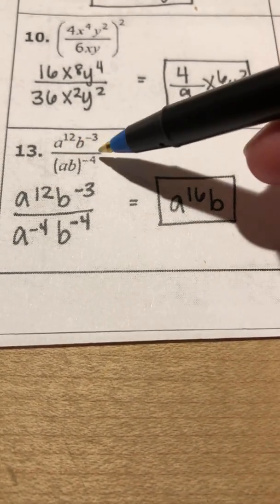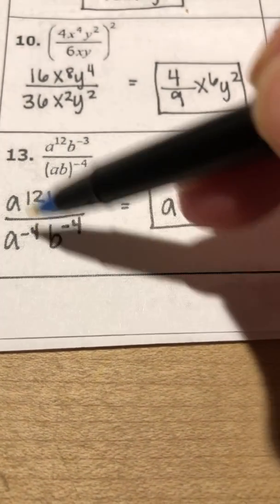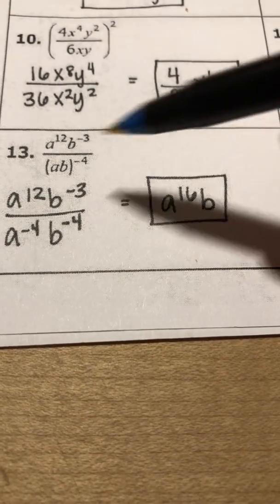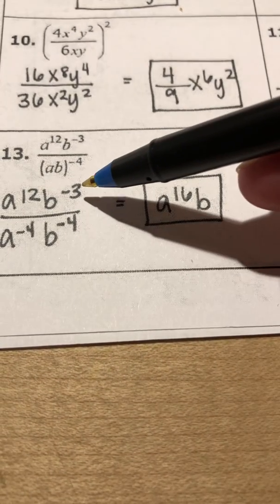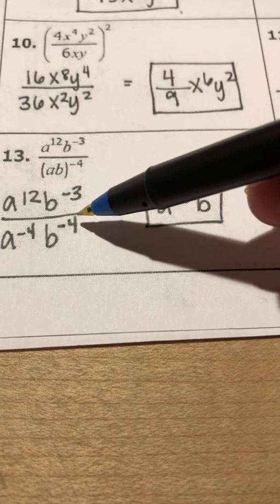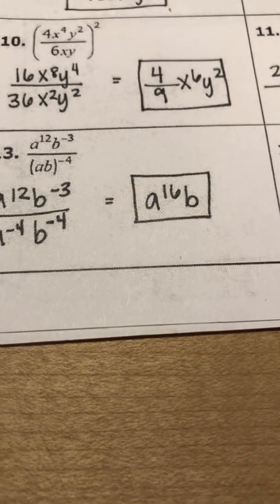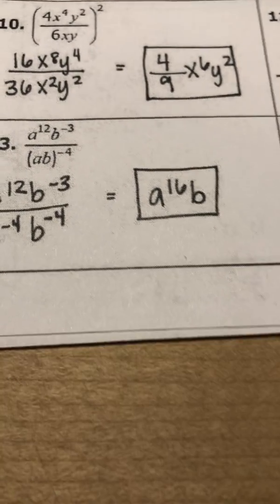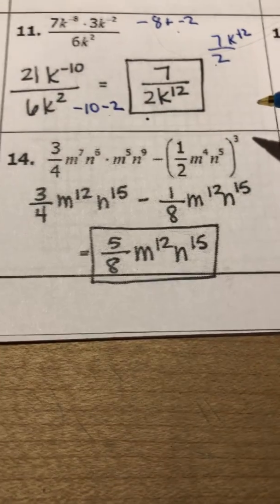So I'm taking a to the negative 4th, b to the negative 4th. I can do some simplifying here. I'm going to end up with a to the 16th, and then the negative third minus the negative 4th is just adding, so it ends up being b, just one of them.